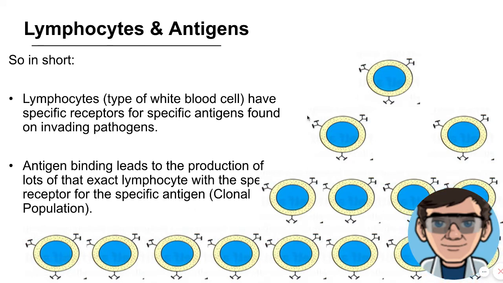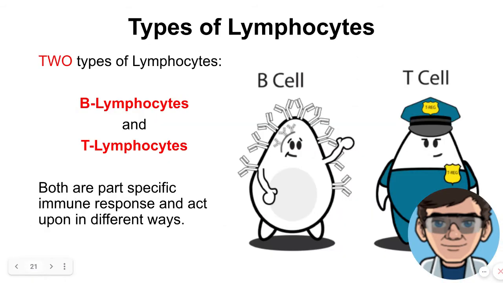Now that's a good thing, because before you only had a handful of those specific lymphocytes in the body. It might take a while for one of them to come into contact with the antigen, and even if it does, there might be many pathogens and only a couple of lymphocytes. So they have to divide quickly to make this clonal population so they can effectively destroy the pathogen and prevent the pathogen from causing disease in the body.